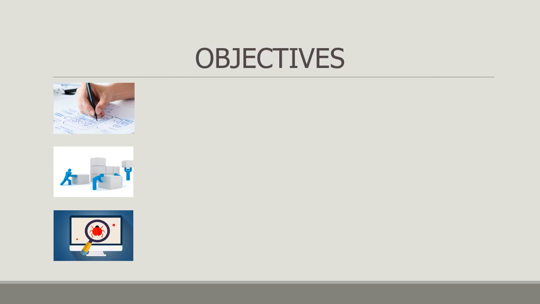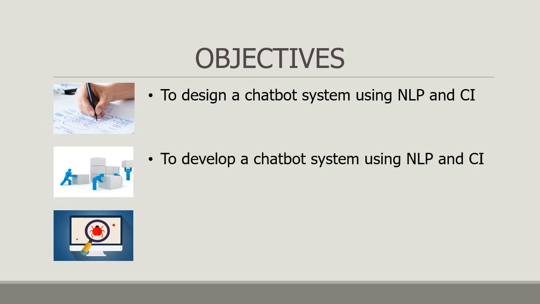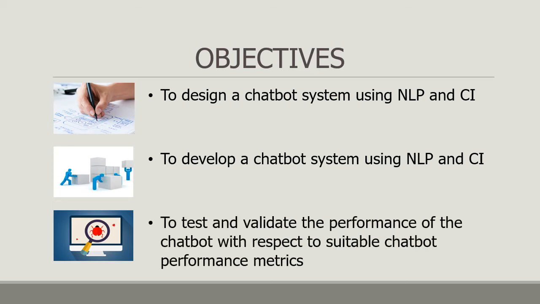For the project objective, firstly, it is to design a chatbot system using natural language processing and conversational interface. The second one is to develop a chatbot system using natural language processing and conversational interface. The third one is to test and validate the performance of the chatbot with respect to suitable chatbot performance metrics.